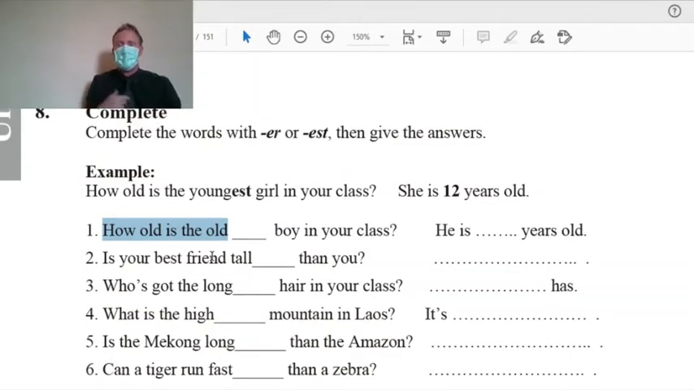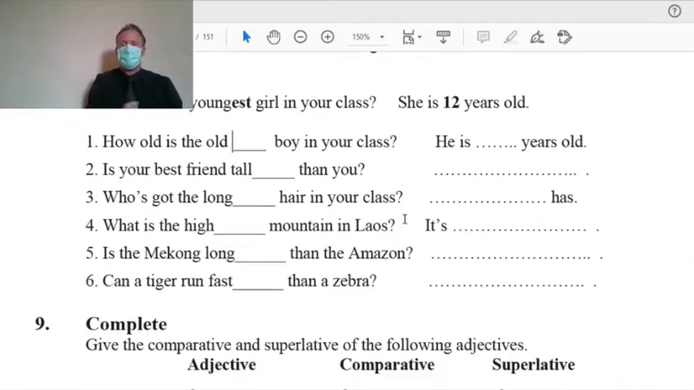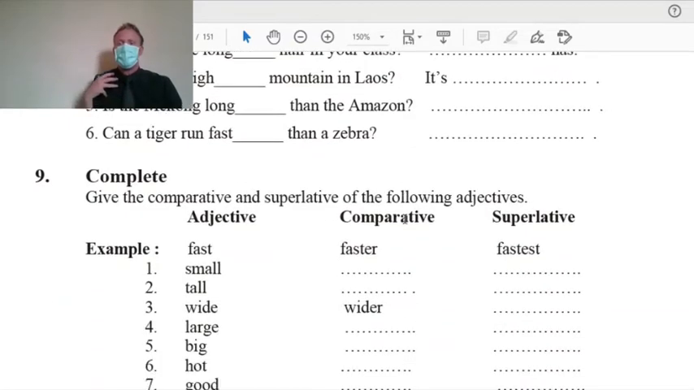Let's go, number 1. How old is the old? You see, now you can see the over here. Now you know, the means the superlative. So you just add EST: the oldest boy in your class, and he is 14 years old, because it is Tongka, right? Great. Now, when you are finished with number 6, we can go straight to number 9.